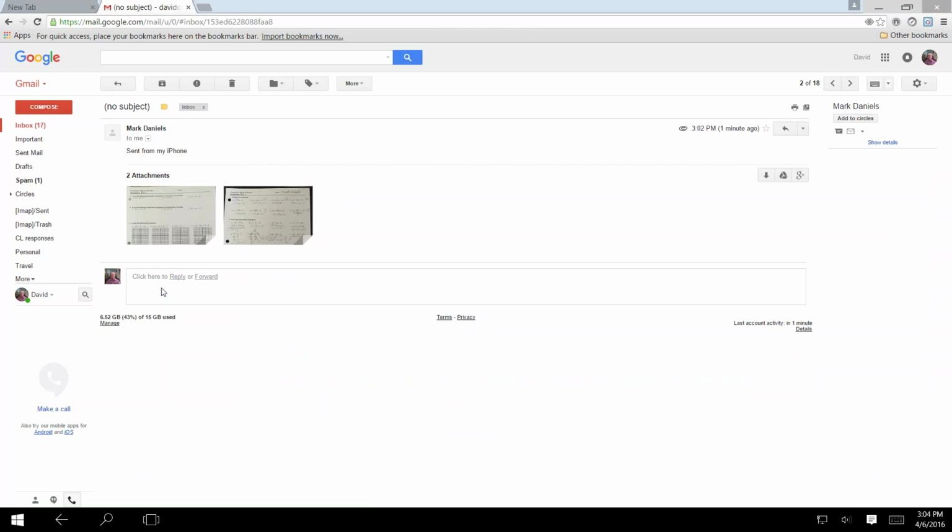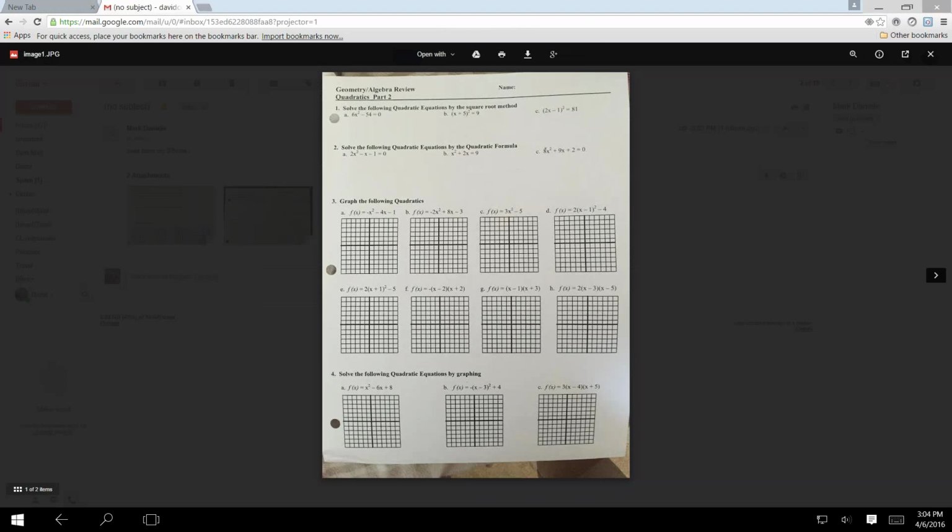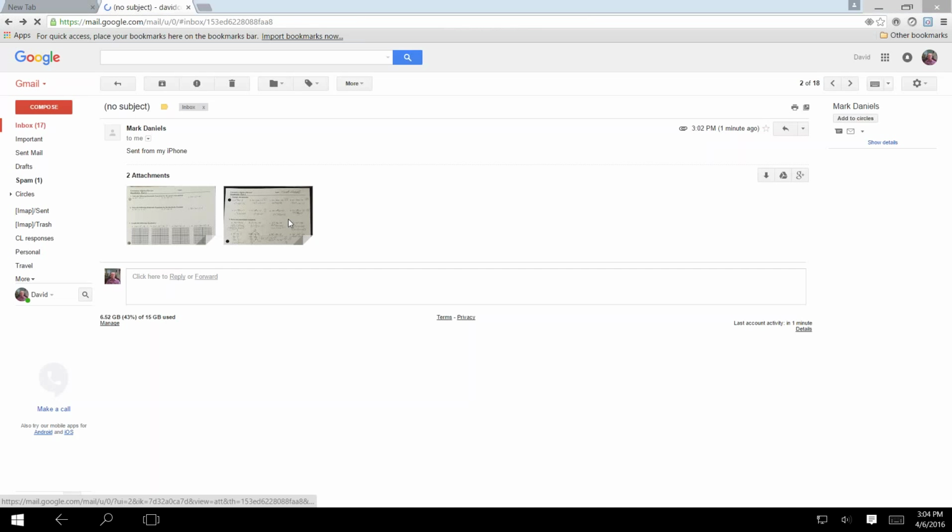Okay, yeah. Do you have a preference? The one on the right, I was confused about a few problems on the bottom. Okay, let's look at that one first then.